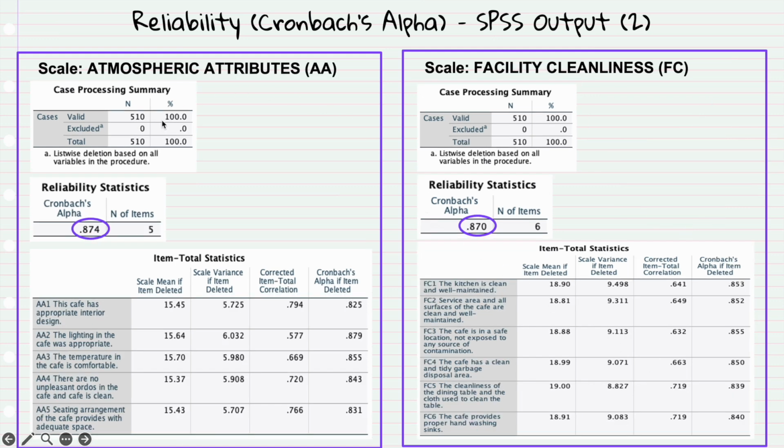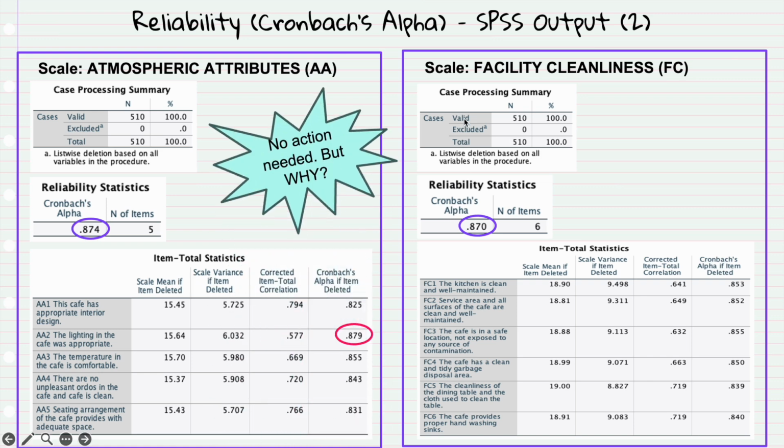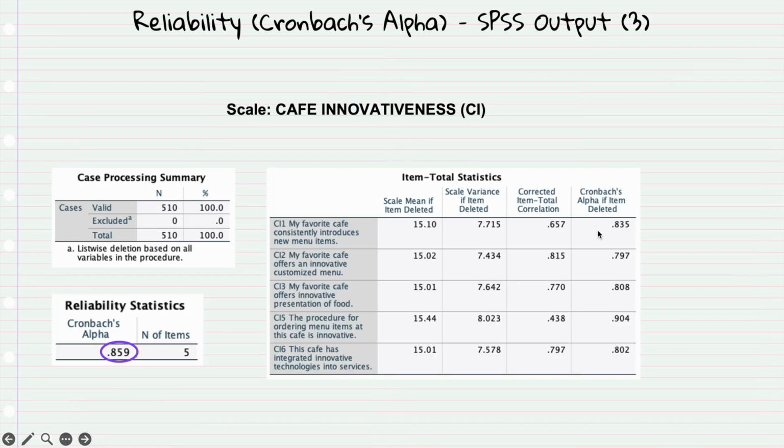For atmospheric attributes, the alpha value is 0.874. This is a good reliability and all items contribute meaningfully. Even though AA2 has a slightly lower value, removing it produces almost no improvement, so we keep it. For facility cleanliness, also good reliability, all items contribute meaningfully.